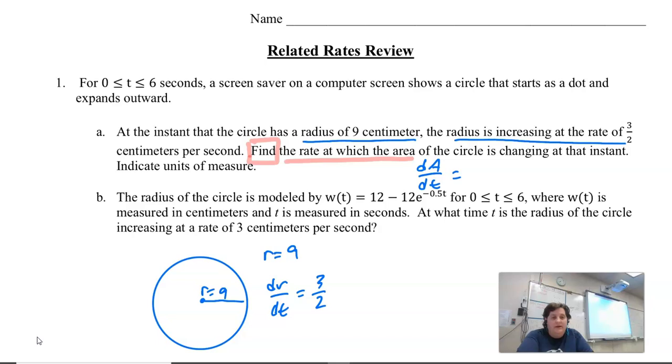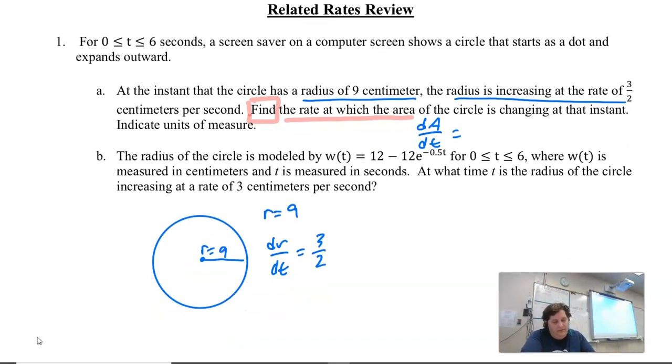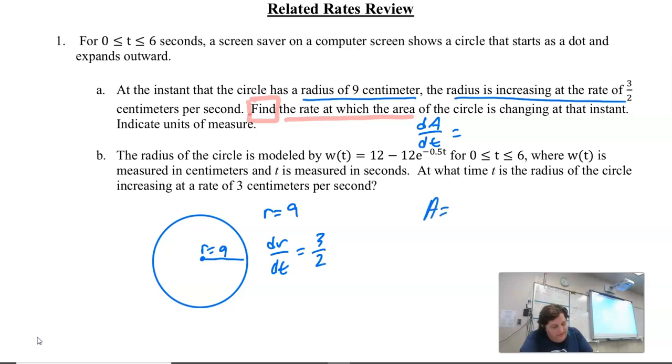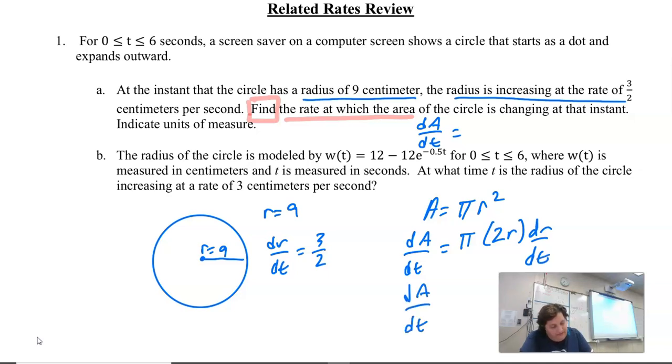So I need to figure out an equation that will allow me to relate A and r, and we know that equation is the area of a circle. If area is pi r squared, the derivative of that is pi times the derivative of r squared, so the pi stays in front because it's a constant. The derivative of r squared is 2r dr/dt. And then I can just start plugging my stuff in. So it's going to be pi times 2 times 9, because the radius is 9 at that instant. dr/dt is 3/2.